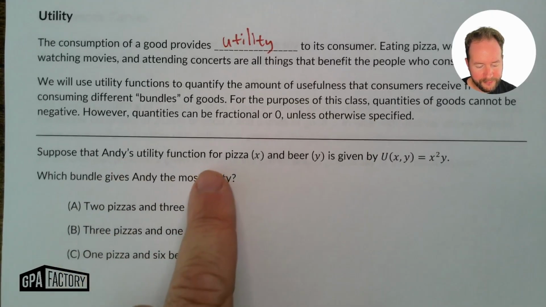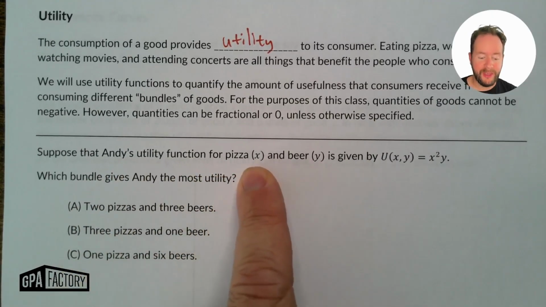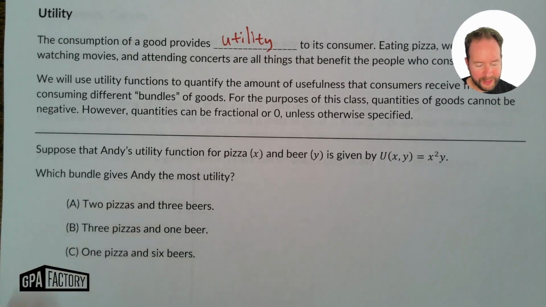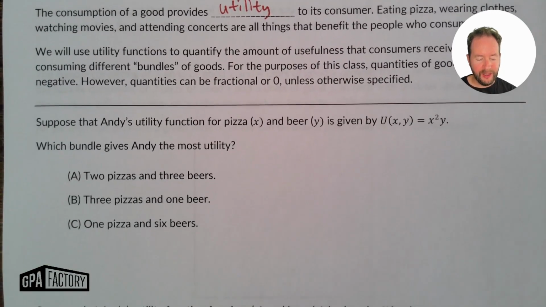Suppose that Andy's utility function for pizza and beer, so pizza is x, beer is y, is given by this utility function here, x squared times y. Which bundle gives Andy the most utility? Well, each of these answer choices is telling me that you have a certain bundle of goods. It's a basket containing some amount of pizza and some amount of beer, and according to the function, it will bring me some level of happiness. We can figure that out by plugging these numbers into this function.